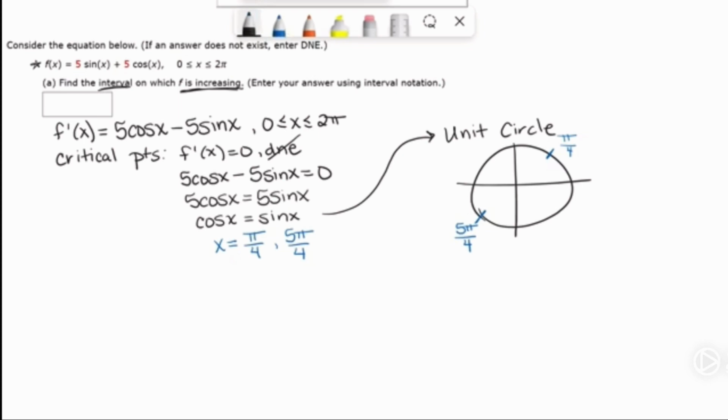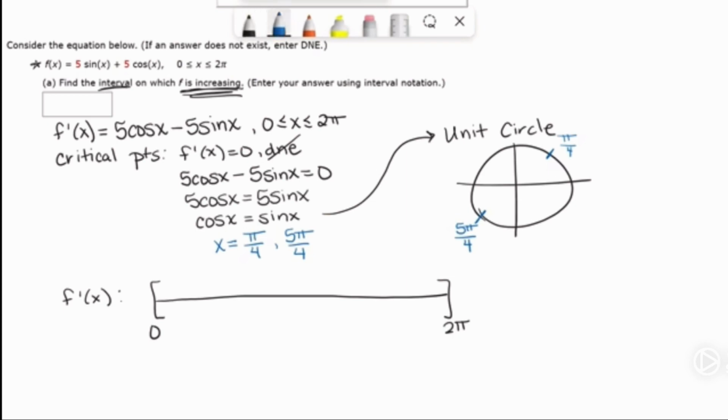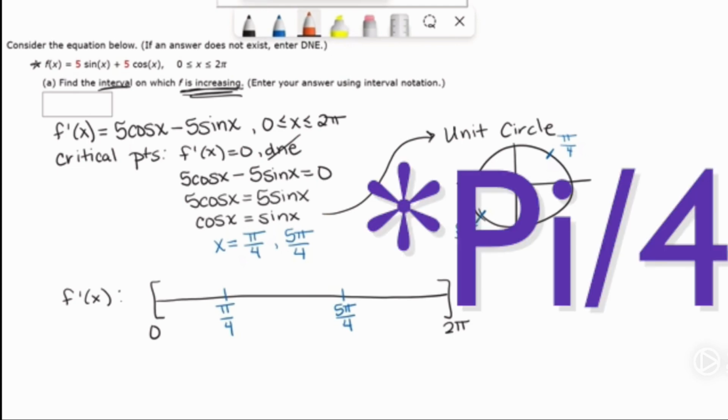And so we can draw a little number line here to find where f is increasing. So we'll have our f prime of x represented by this number line first, where we'll have 0 and 2 pi on each end, and we can have some intervals set to pi over 4 and 5 pi over 4, since we've already established that those are critical points. And we have to find where it's increasing, so let's choose a value on this unit circle that is within 0 and 2 pi, which is any value on this unit circle.